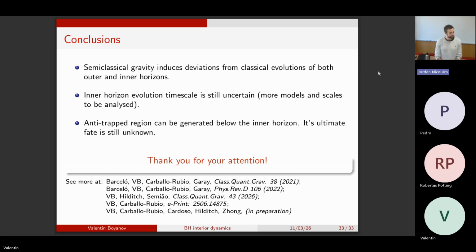So, first of all, very nice, and of course the generality and validity of the assumptions are key. The formation of the anti-trap is very interesting. I have two short questions. The first is related to the competition between classical mass inflation and the evolution sourced by the renormalized stress-energy tensor. Classical mass inflation makes the inner horizon go inward, whereas the quantum effect makes it go outwards.